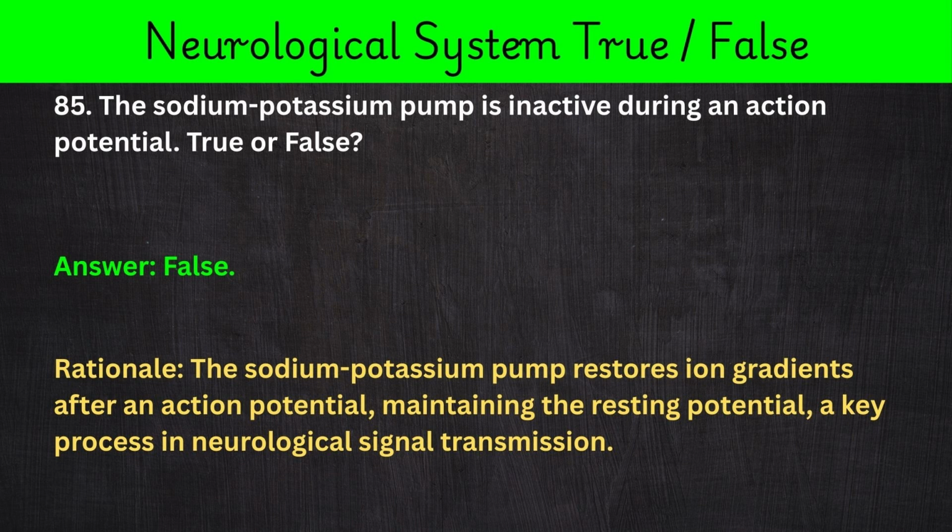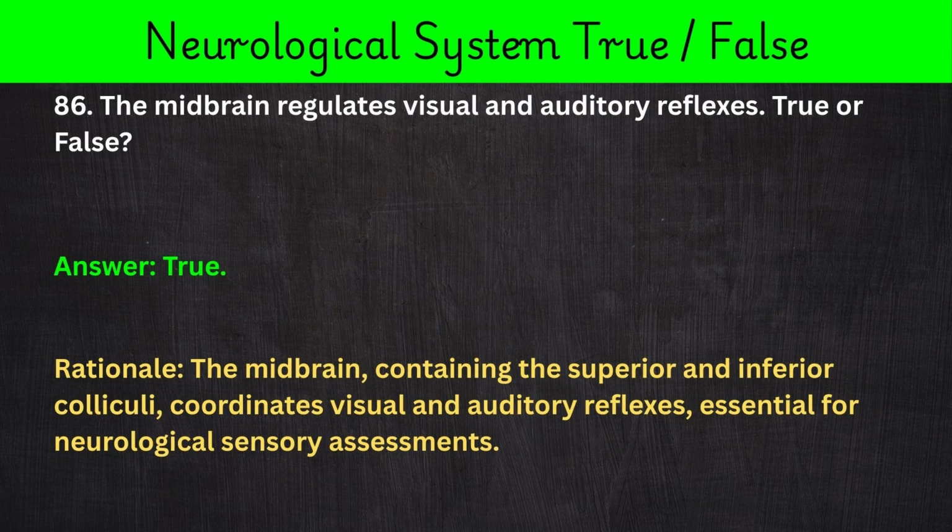Rationale: the sodium-potassium pump restores ion gradients after an action potential, maintaining the resting potential, a key process in neurological signal transmission. 86. The midbrain regulates visual and auditory reflexes. True or false? Answer: true.